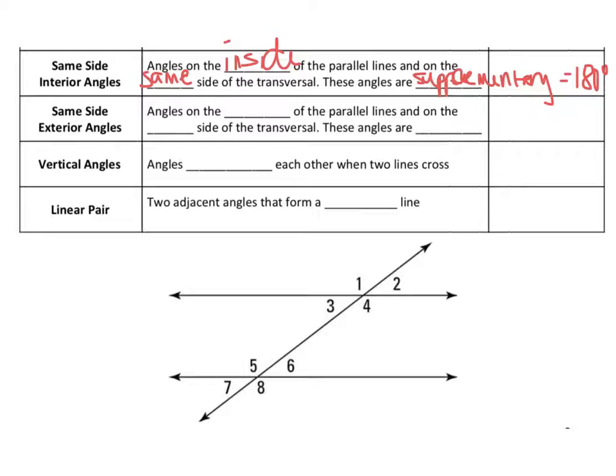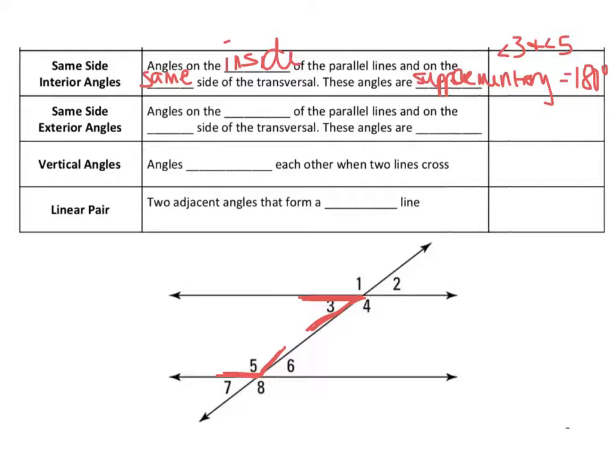If we take a look, an example of our same side interior angles would be, if we look at angle 3, we need to think about, okay, here's an acute angle. Angle 5 would be the partner to make up the same side interior angles. So angle 3 and angle 5 would be an example of same side interior angles.